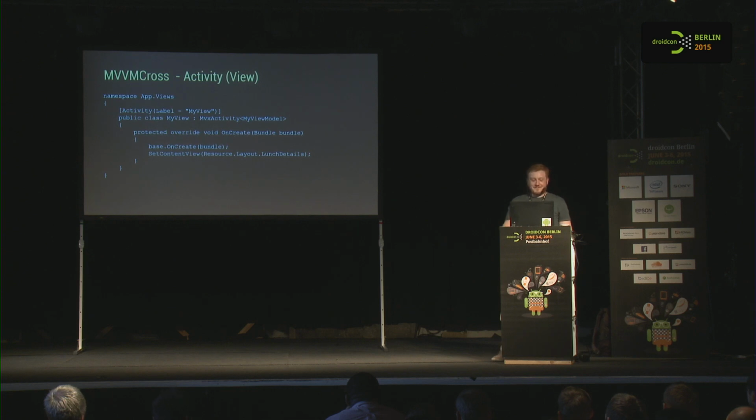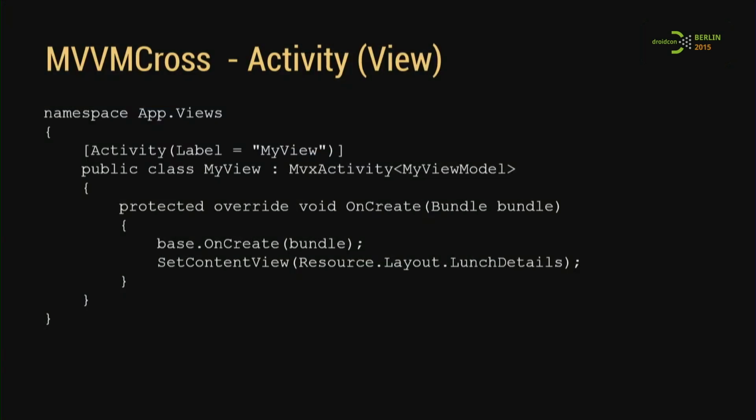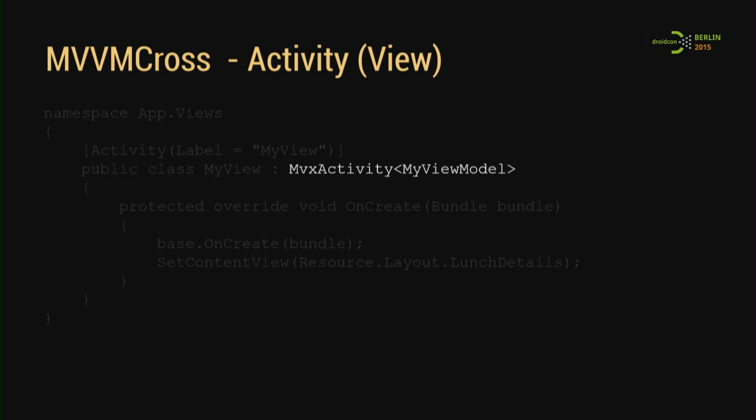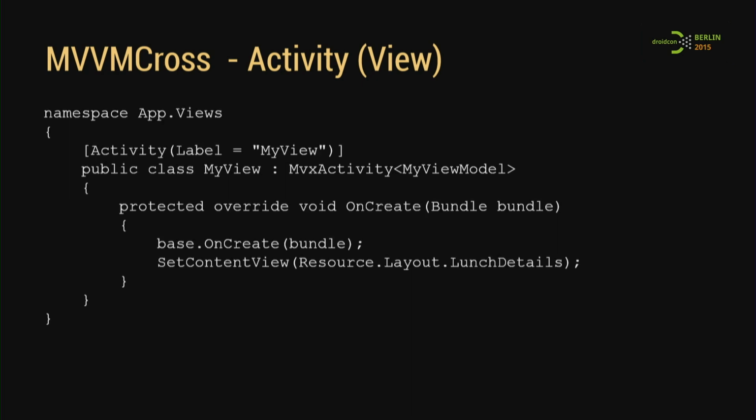Okay, so this is a really simple example of an activity which was written using C#. The most important thing is that we are extending MVX activity and we are specifying our view model, and that's it. We don't have to write anything more in our activity.